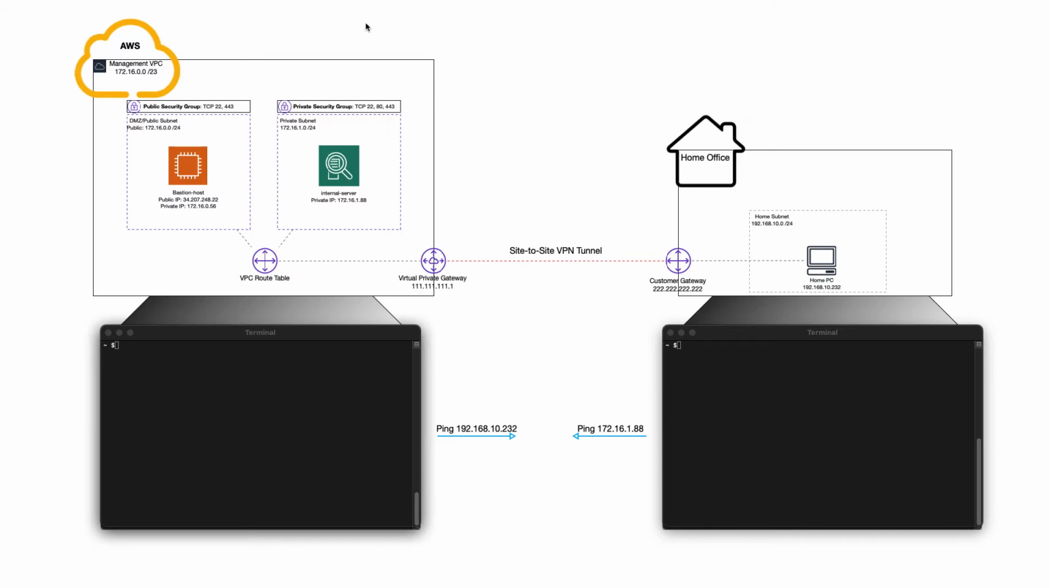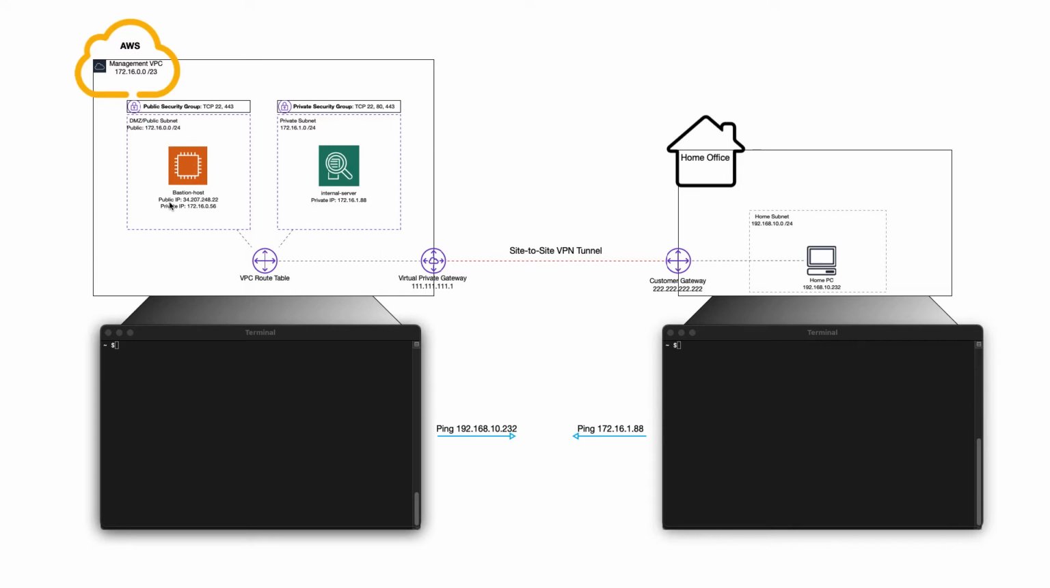On the left-hand side, you have the AWS environment. Within that AWS environment, you have the management VPC that I configured. That VPC has a subnet of 172.16.0.0/23. The /23 can be divided into two /24 networks. The first subnet is here on the left-hand side. It's the DMZ/public subnet, using an IP address space of 172.16.0.0/24. Within this subnet, you have the Bastion host.